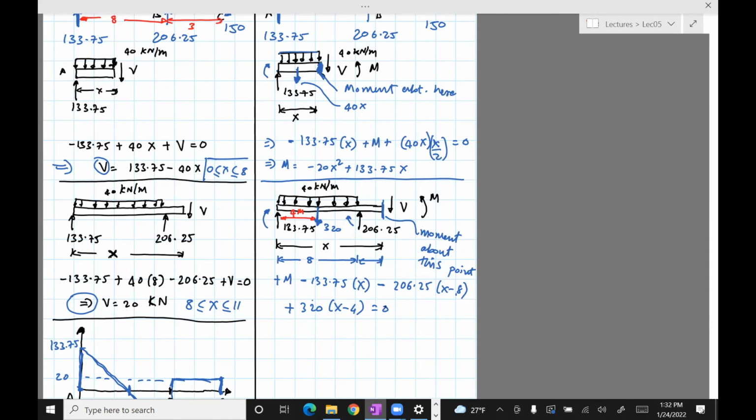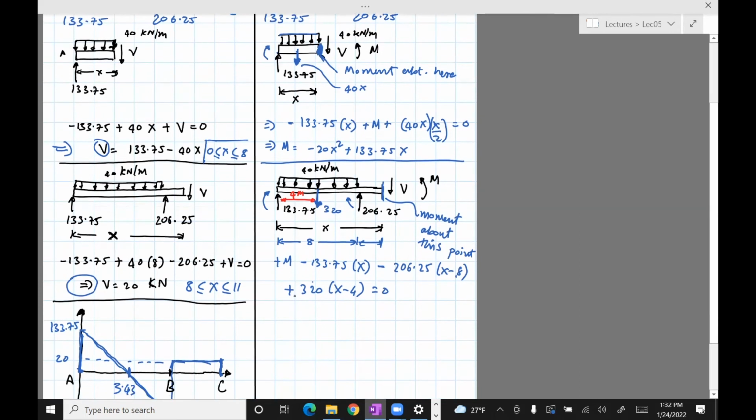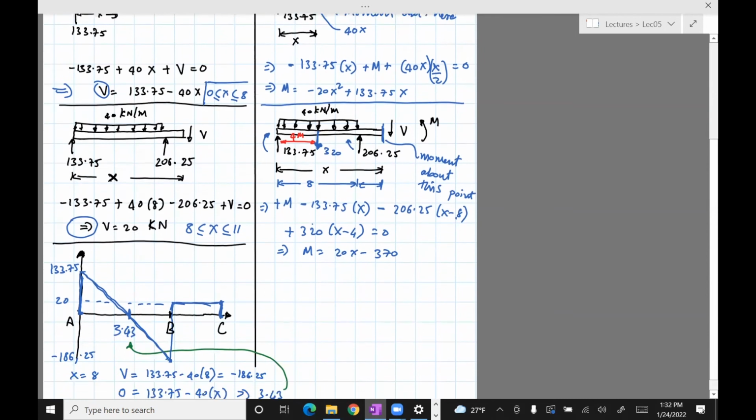So I can simplify the equation for M. It's actually pretty simple here. M equals 20x minus 370. So you can see that the equation is linear in x. So that's going to be a straight line when we draw the bending moment diagram.